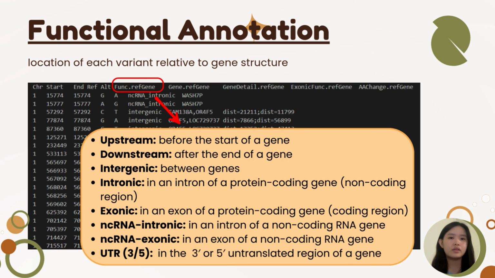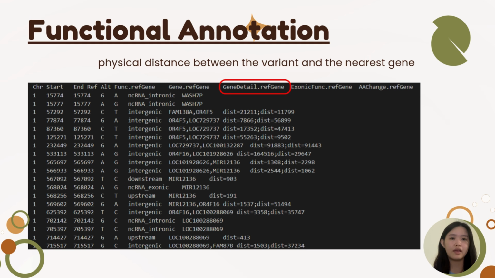UTR3 or UTR5 means the variant is located in a 3' or 5' untranslated region of a gene. Gene.refGene shows the gene name associated with the variant. GeneDetail.refGene indicates the physical distance between the variant and the nearest gene. It is only filled in when the variant is not inside a gene. ExonicFunc.refGene shows functional consequences if the variant is exonic.